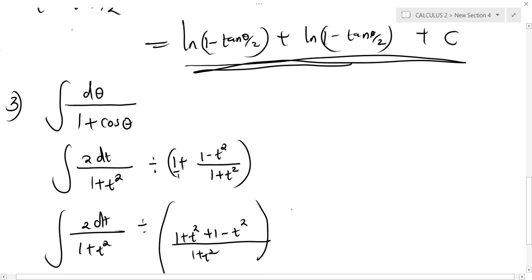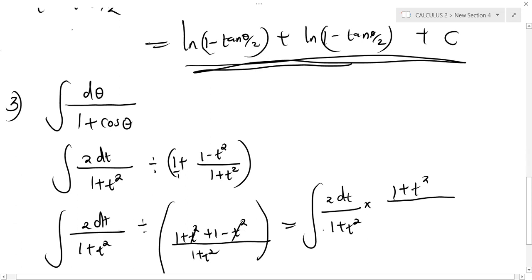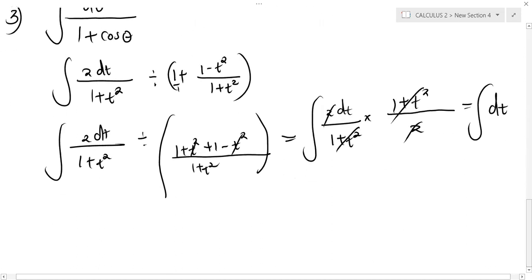Okay, so this basically simplifies to the integral of 2 dt over 1 plus t squared divided by, which is the same as multiplying by the reciprocal. So the reciprocal, we have 1 plus t squared up here, and down here, this will just give us a 2. Then we have 2 over here. So this 2 will cancel with this, and this will cancel with this. So basically what we are remaining with is the integral of dt, or the integral of 1 dt. And if you integrate 1 dt, you just get t plus c.